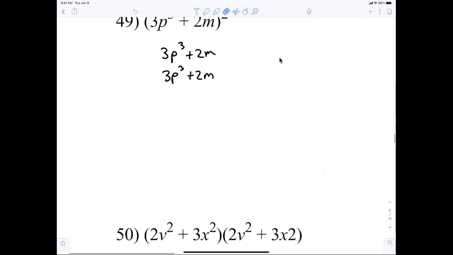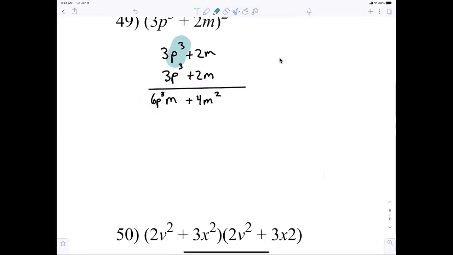And now you're just multiplying. Now this is just to make sure you understand the rules. 2m times 2m is 4m squared. Then this would be 6. Again, I don't care how you write it, but I'm going to put the p cubed first because the p is first here, even though that's not as accurate as it should be.